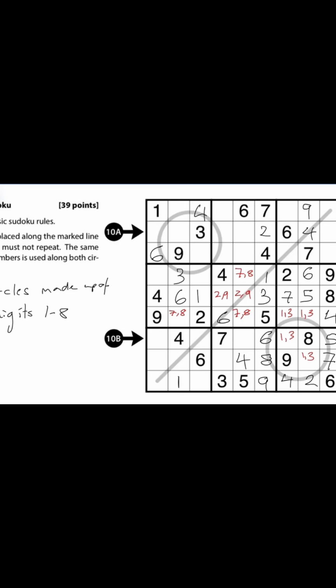We know that these 3 cells are 1, 2, and 3 respectively, because that's what's left in that column. So 1, 2, 3, 1, 2, 3, 1, 2, and 3. And so these 2 cells are going to be 5 and 8 in some order. 5 and 8, and 5 and 8.